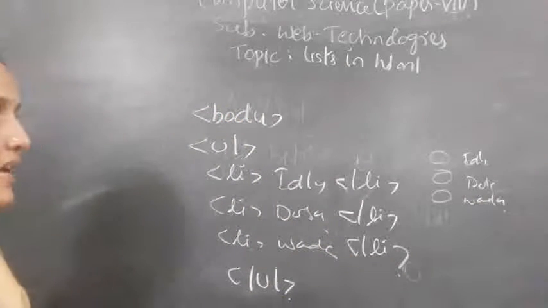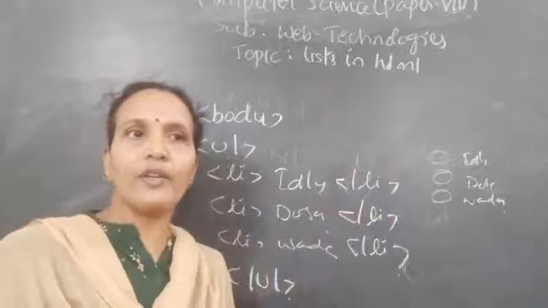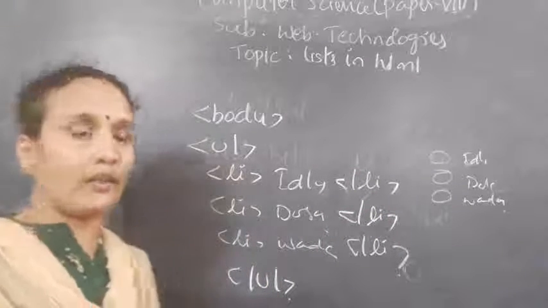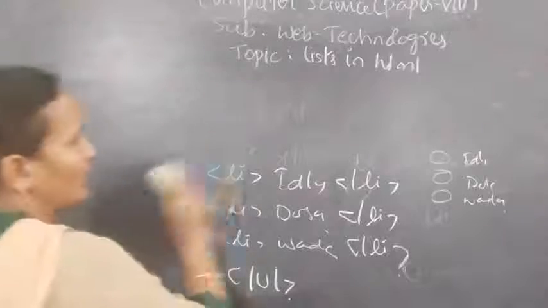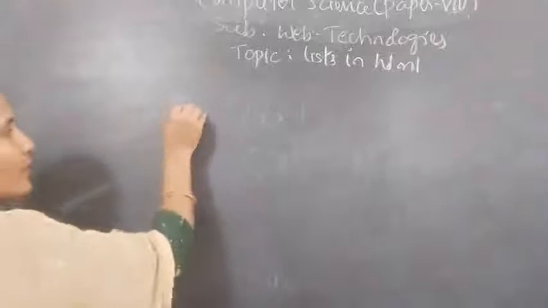Now, for example, I don't want this disk. I want to give different types of bullets, like a square or a circle. In that case, what we do is we'll use a type attribute. A type attribute, we always write inside the opening tag.